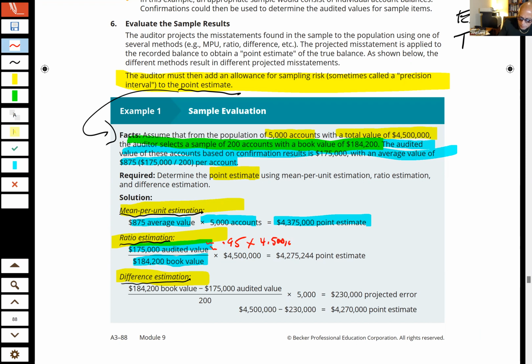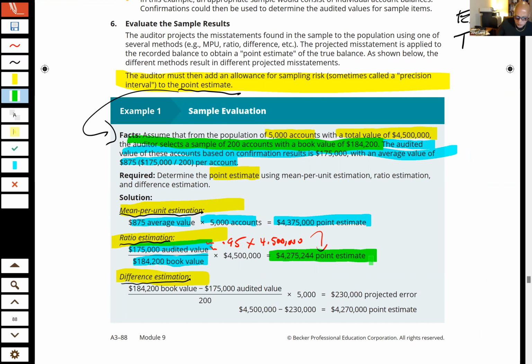So I multiply that by the 4.5 million. I'm just showing you that's 95%. And that gives me what? That gives me my point estimate here of 4,275,244. Now, where this example falls down a little bit, guys, is they start using difference estimation, even though the book value to the audited values are proportionate.